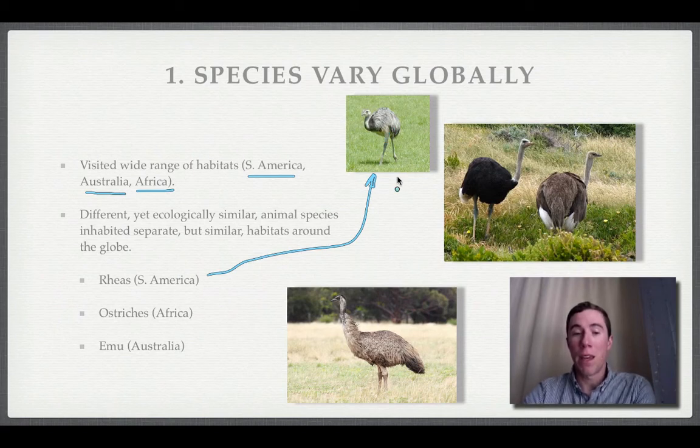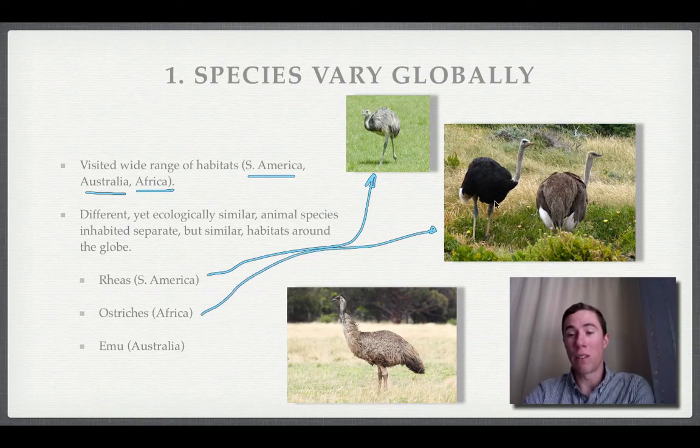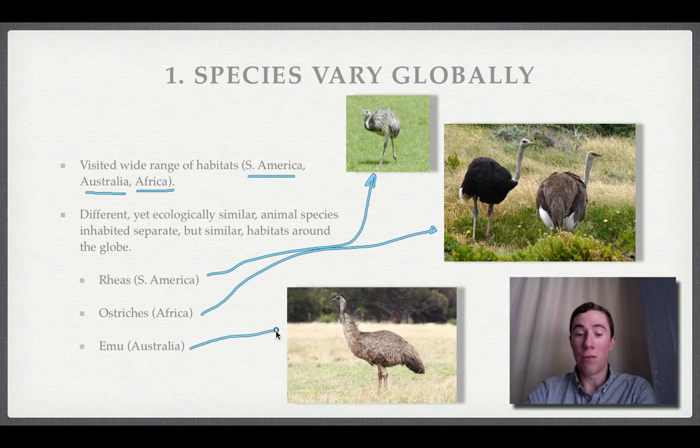They cannot fly. And he also visited Africa and found these birds, which are also large flightless birds, and these are what are known as ostriches. And then he even found emus, which are also large flightless birds, in Australia. And these 3 different birds are different species, yet they actually live in similar habitats around the globe. And even just looking at some of the pictures here, we see that the rhea, the ostrich, and the emu all live in some type of grassland. Yet they're similar species, but they're not exactly the same. And so this is what Charles Darwin called that species vary globally.